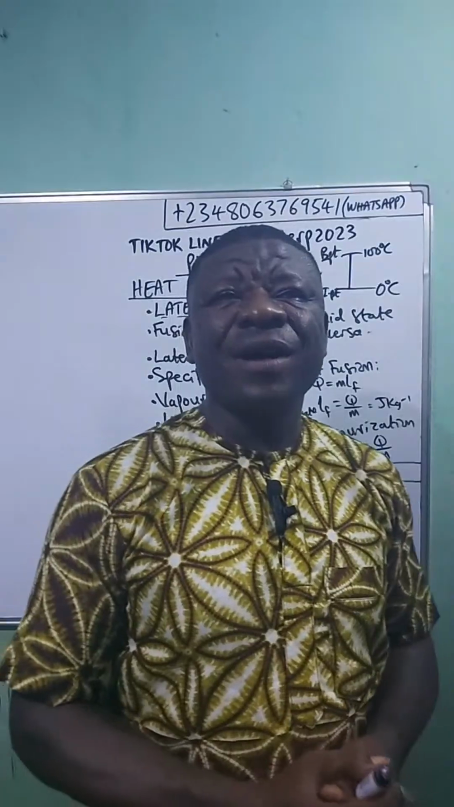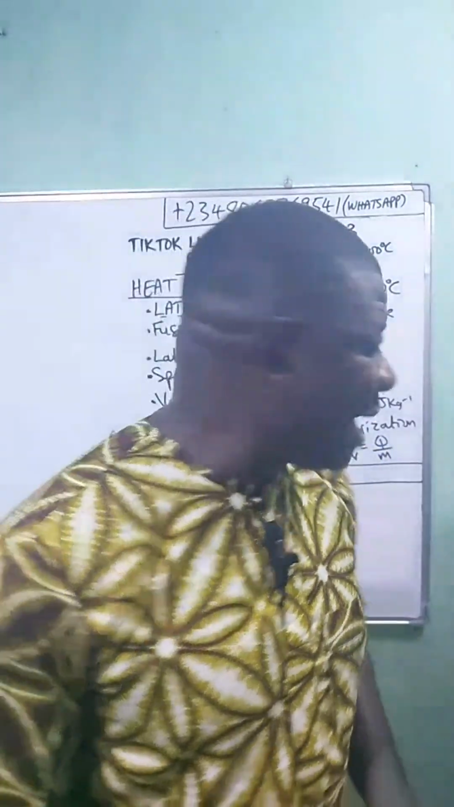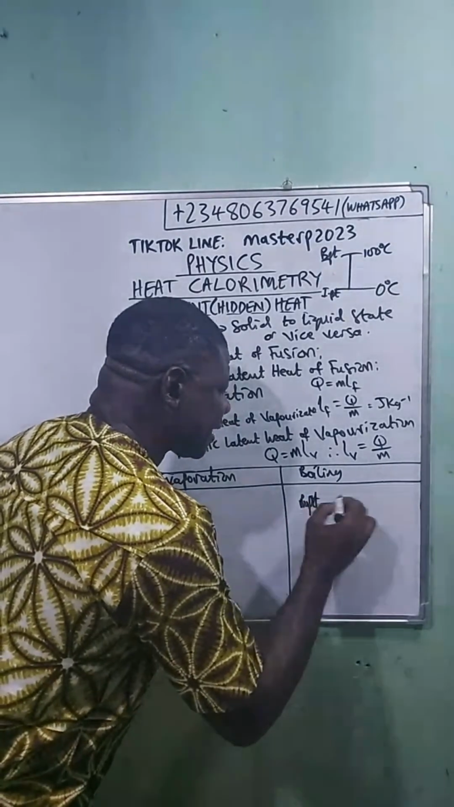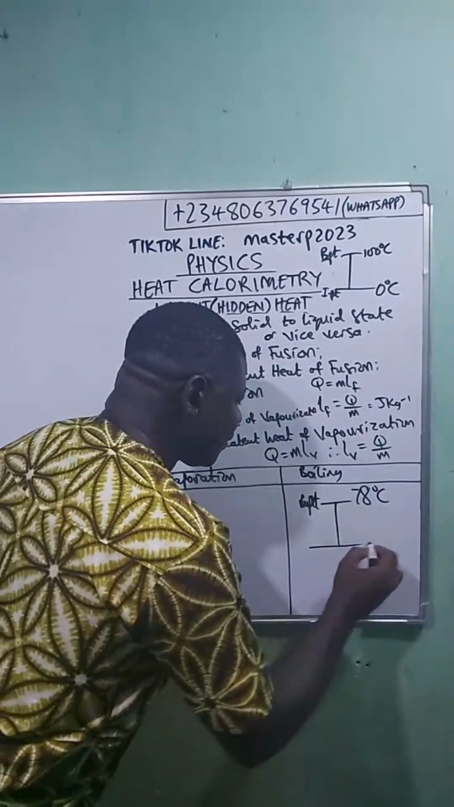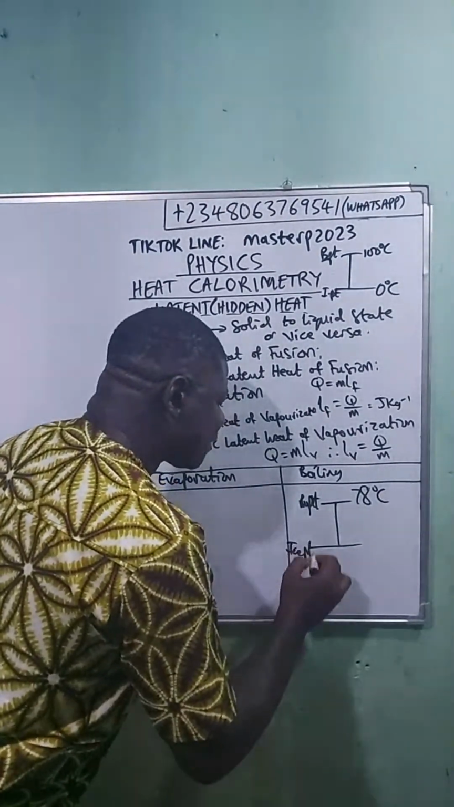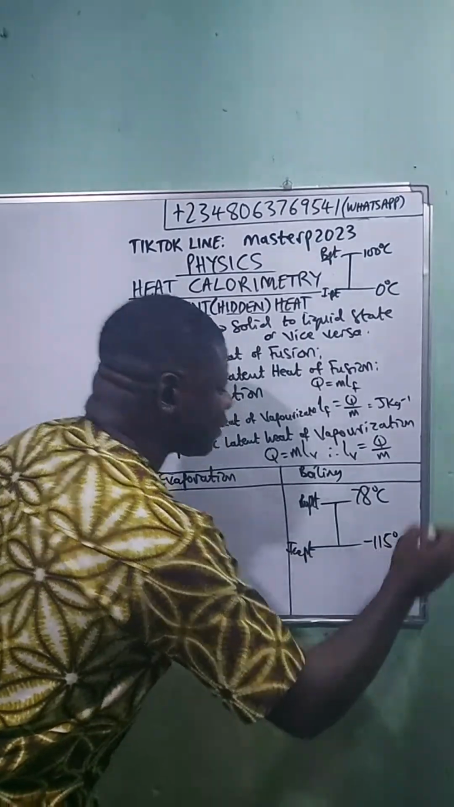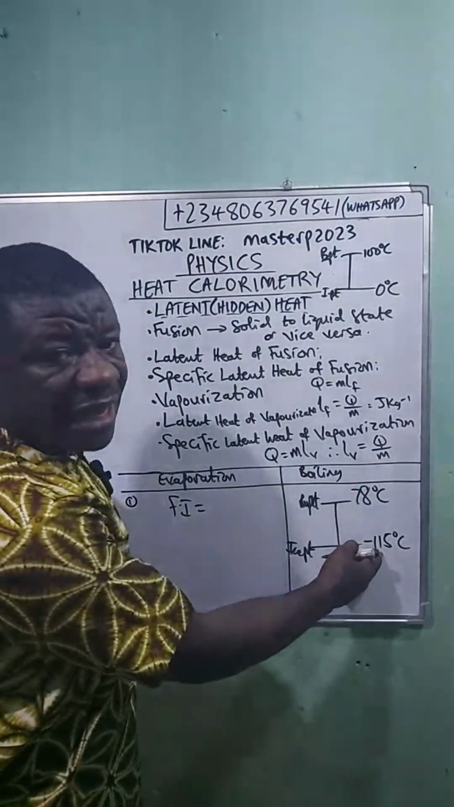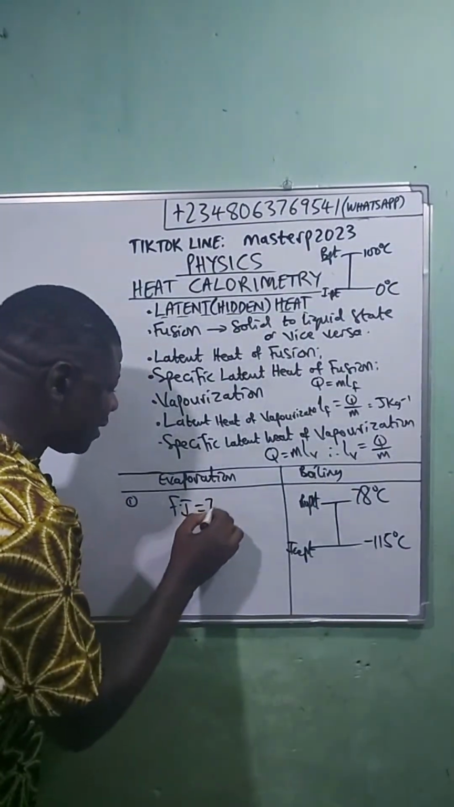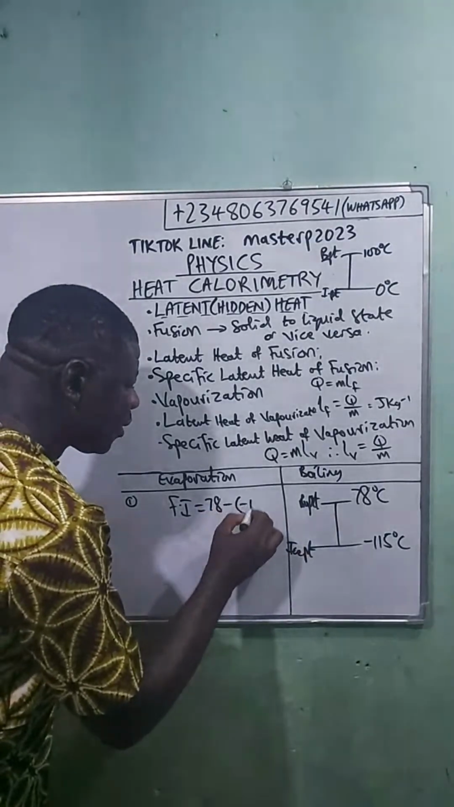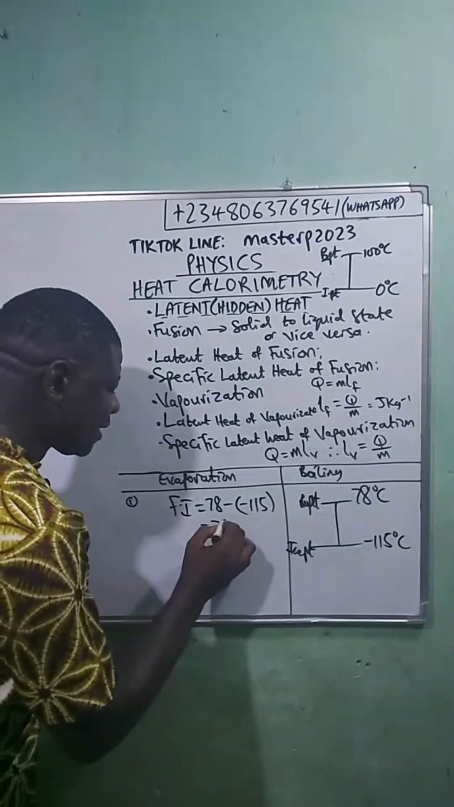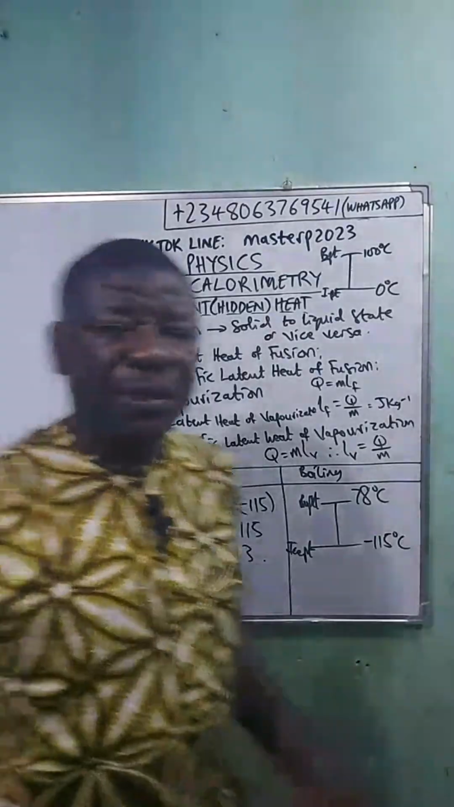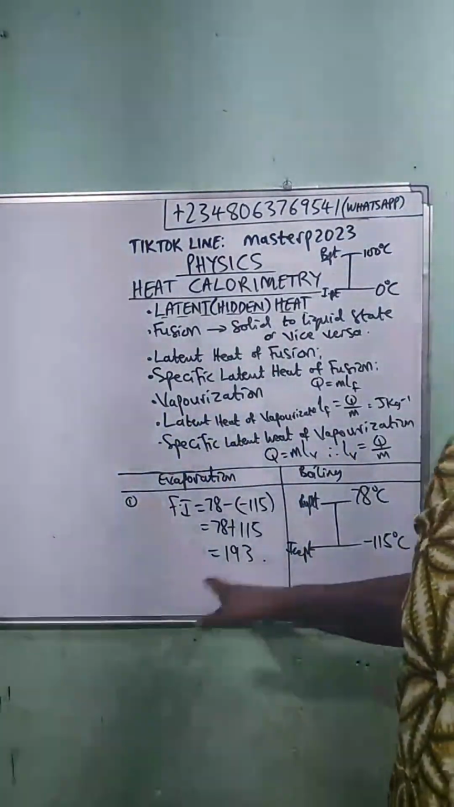Then the fundamental interval of ethanol is 193. Why? Because the boiling point of ethanol is 78 degrees Celsius, and the ice point of ethanol is minus 115 degrees Celsius. The fundamental interval is the difference between the boiling point and the ice point. So it should be 78 minus minus 115, which is 78 plus 115, giving us 193. So the fundamental interval of ethanol is 193.